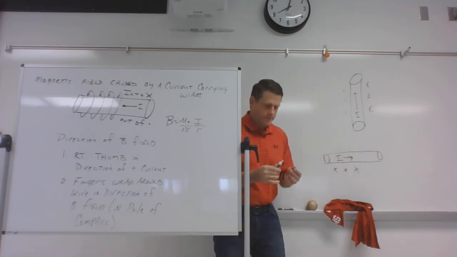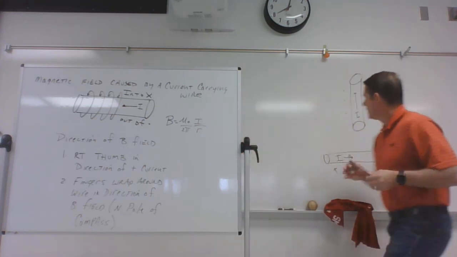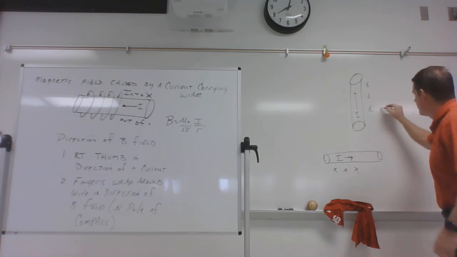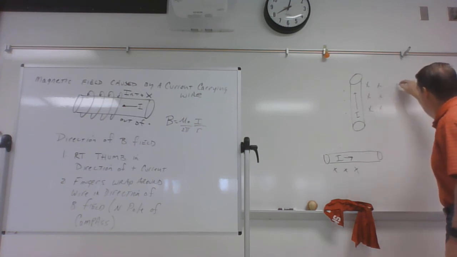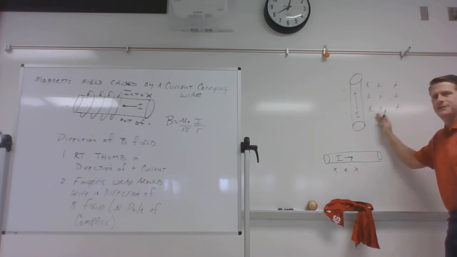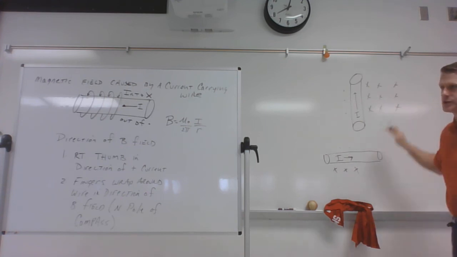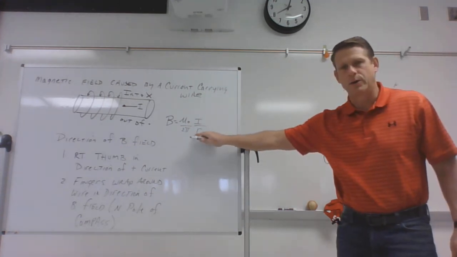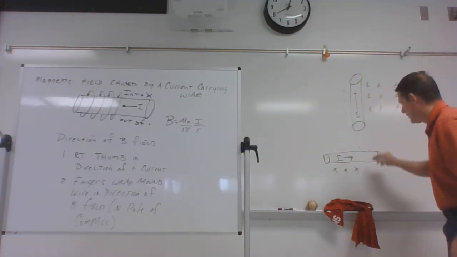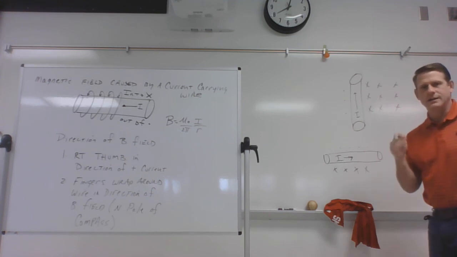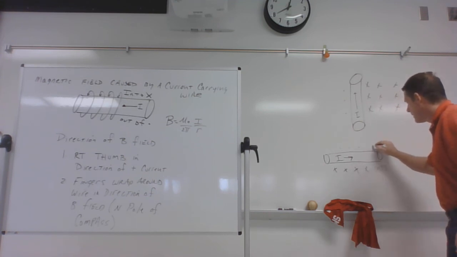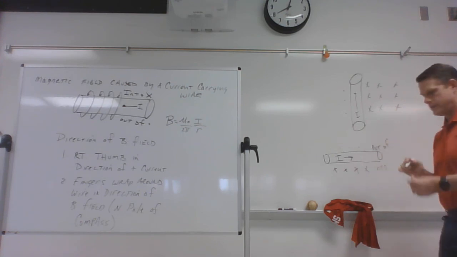Now, of course, on each of these things, the field runs infinitely far away. So there's still a field into the board way out here. Obviously, the field is getting smaller and smaller because we're getting farther away. Usually then, we just symbolize it with dots and X's right next to the wire. Into the board, out of the board.